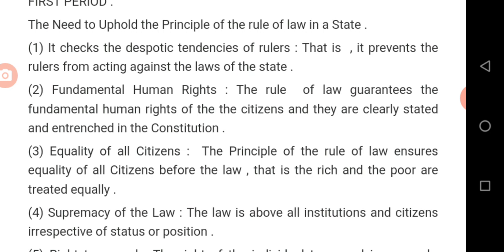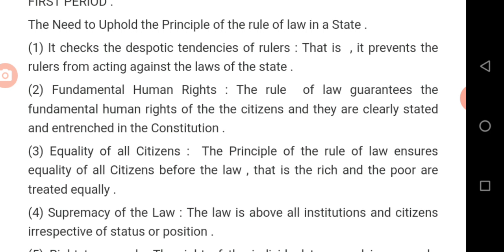1. It checks the despotic tendencies of rulers. That is, it prevents the rulers from acting against the laws of the state. 2. Fundamental human rights. The rule of law guarantees the fundamental human rights of the citizens, and they are clearly stated and entrenched in the Constitution.